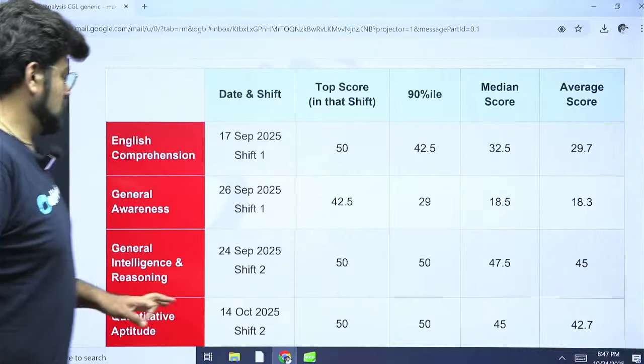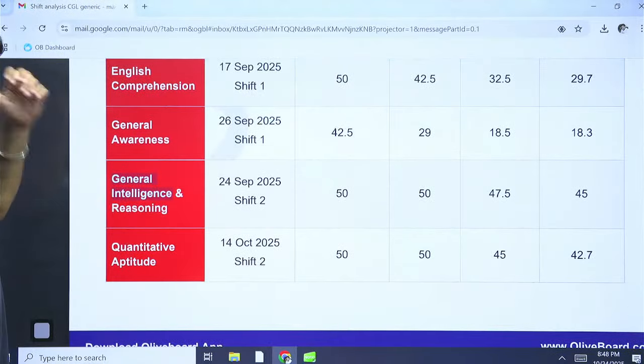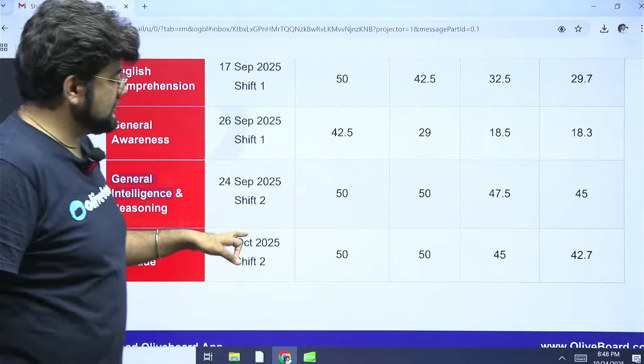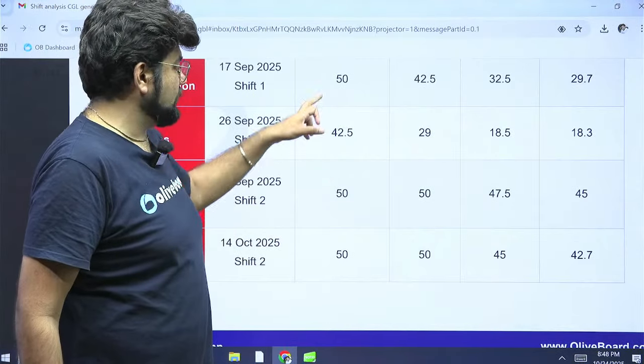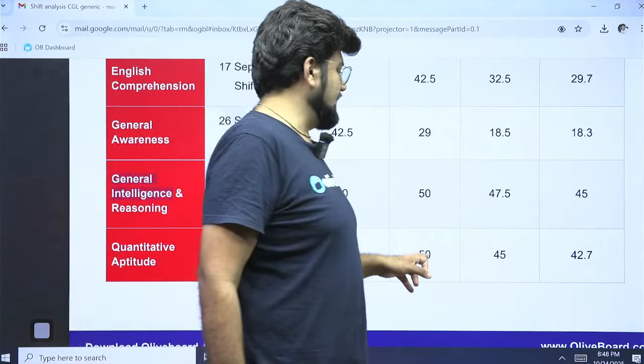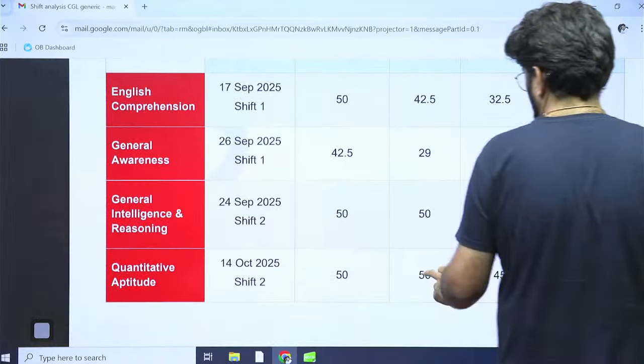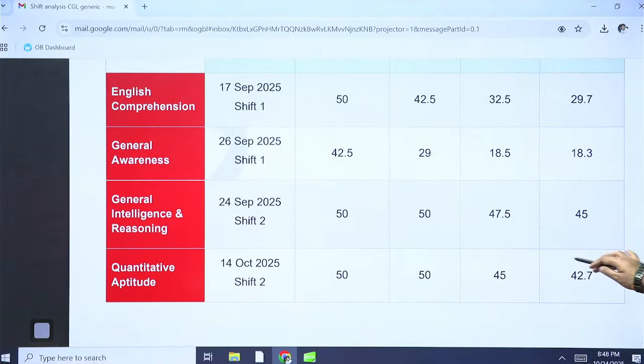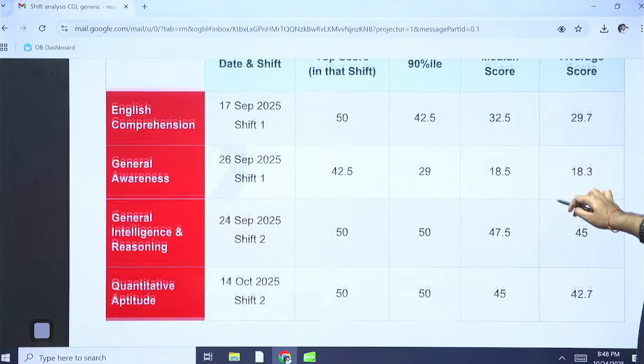Cool. And 14th October 2025 shift 2, the quant shift, it has been called the easiest shift, 50 perfect score there also. Again, 90 percentile score is 50 here, median score is 45 and average score is 42.7. Now what do we learn from here?